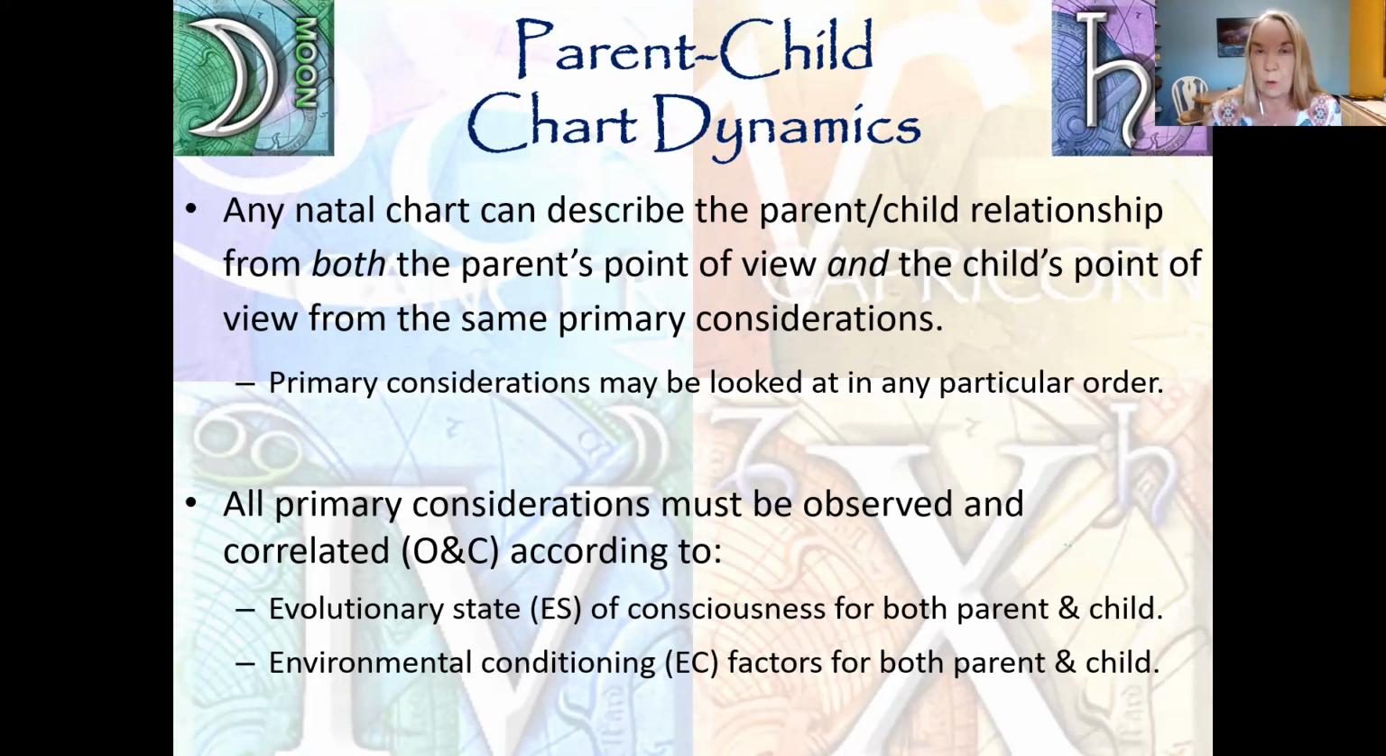And you'll see that we just go back and forth with however our intuitive ideas are coming through for us. Also, when we are looking at these primary considerations, they always must be observed and correlated. This is another basic to EA, observe and correlate. You try not to project and don't make any assumptions either. And so you must observe and correlate what is the evolutionary state of consciousness for both the parent and the child. And what are the environmental conditioning factors for both the parent and the child as well. Again, we'll have some examples we'll look at.